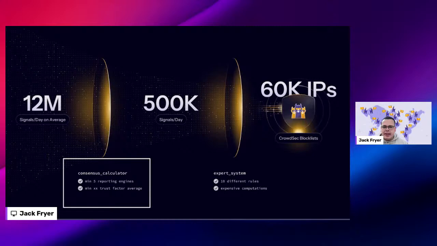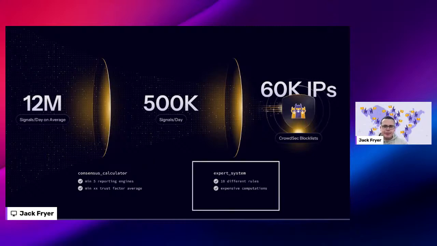And the reason for that is so that we can ensure that our block lists are populated with really relevant and significant threat intelligence for the community. So you can see here that about 500,000 of these signals make their way through the first filter. And then for them to actually make their way into our block list, they are then fed to the next filter, which is our expert system.